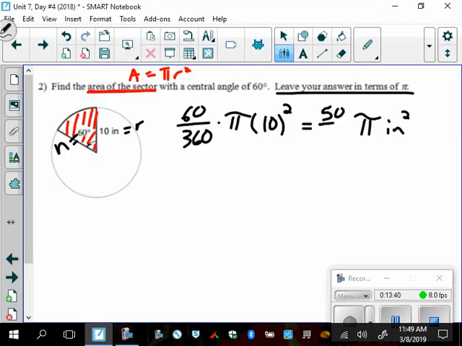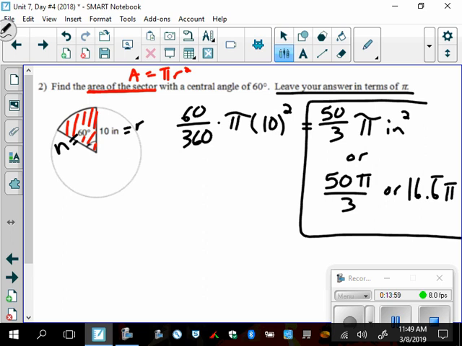So 50 over 3. They might write it as 50 pi over 3. If you were looking to write it as a decimal, you could write it as 16.6 repeating pi. Okay? So that's really the gist of it. The only thing that gets more difficult is if they want you to do a shaded region.